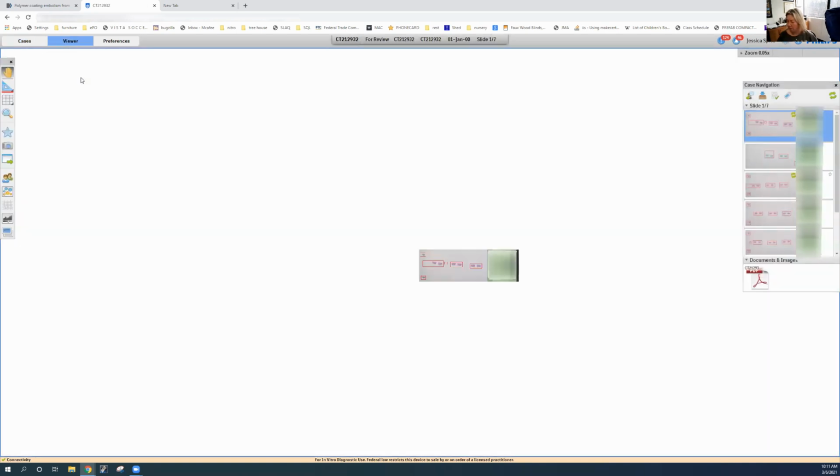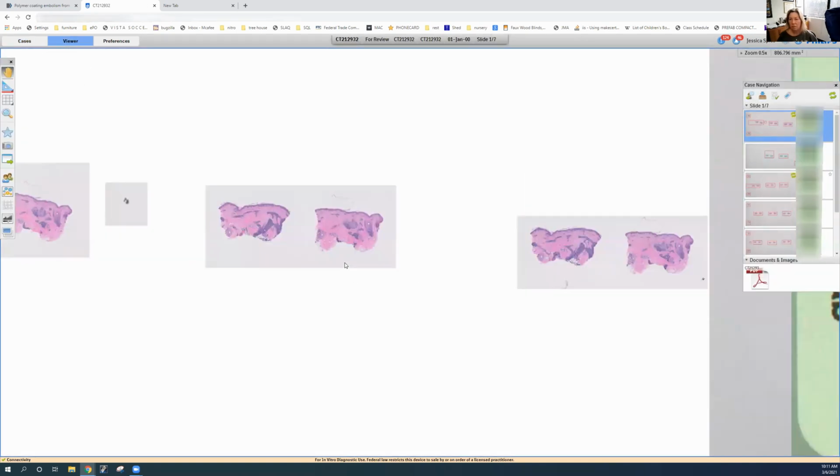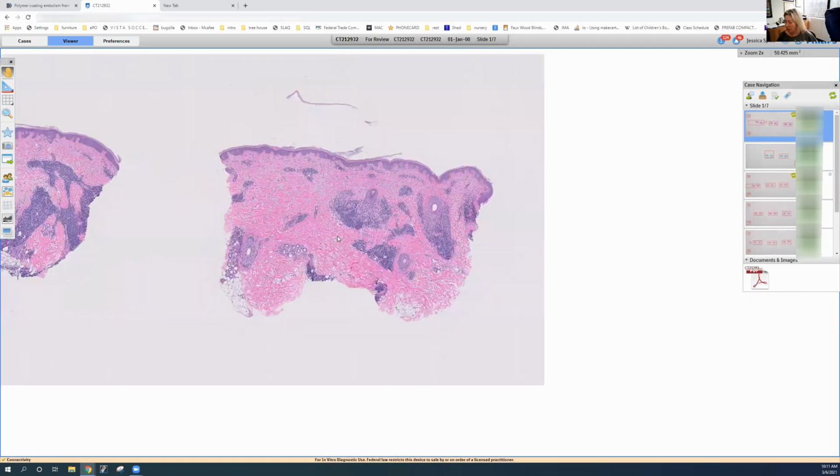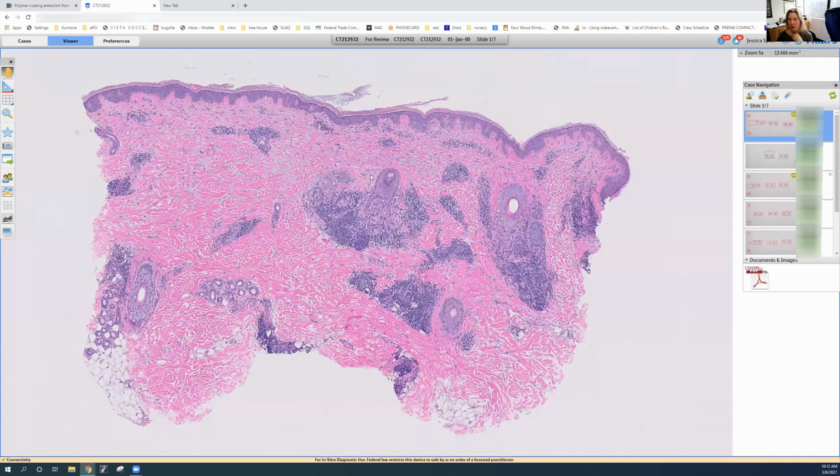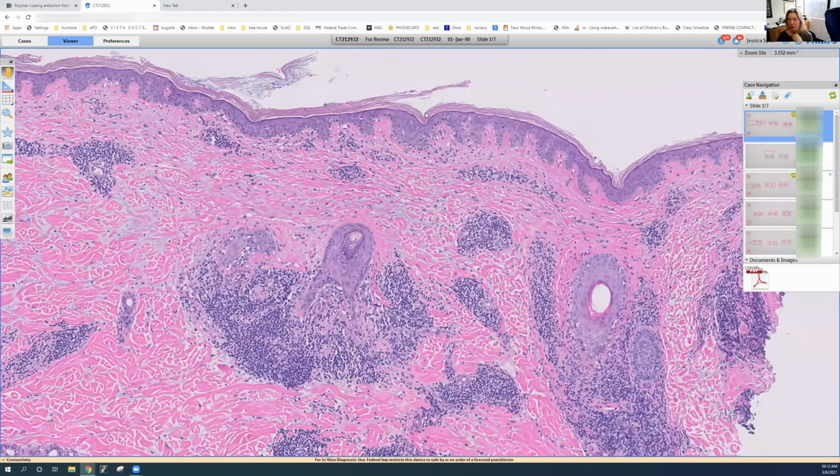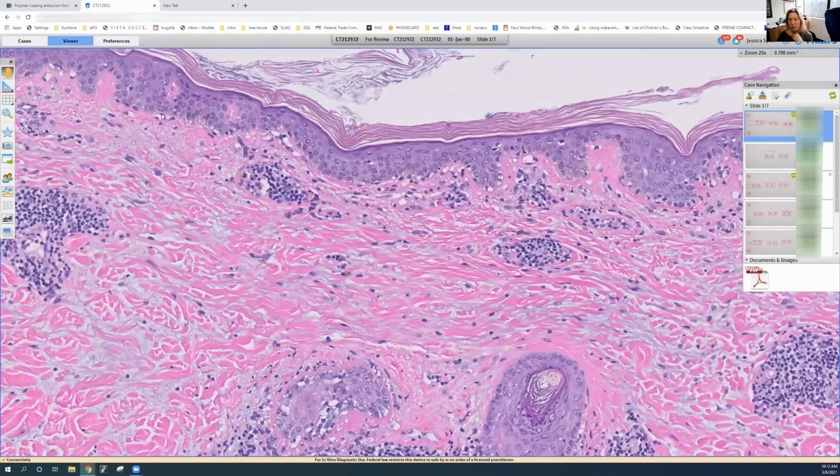Next case. This was an annular lesion on the temple of an older woman. And you can see at low power here, there's a little bit of action here at the dermal epidermal junction.